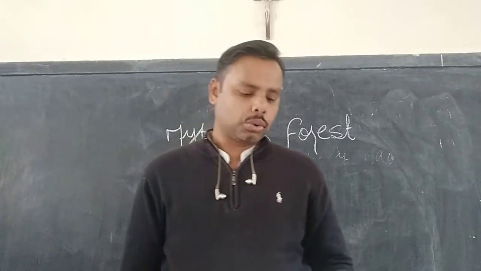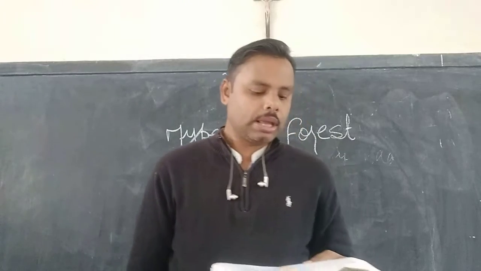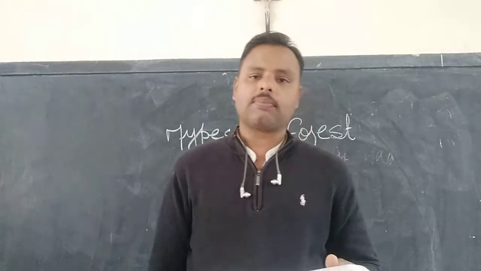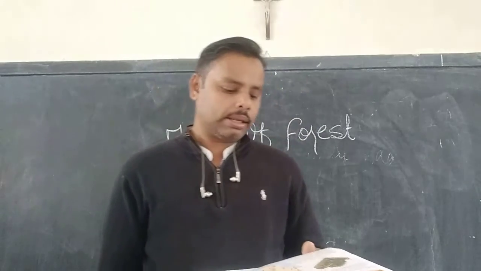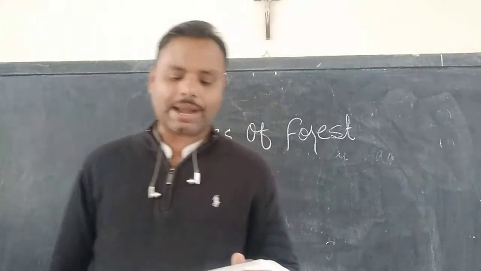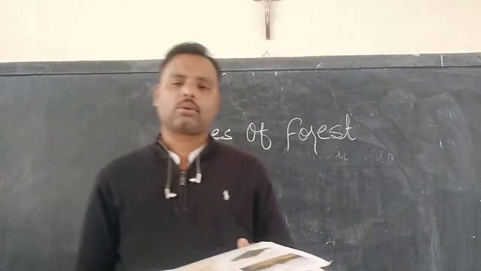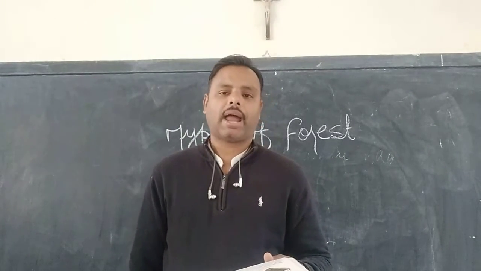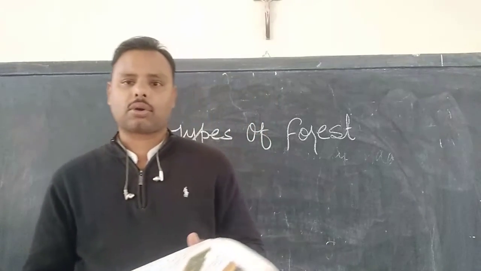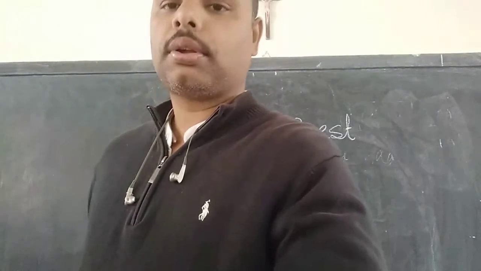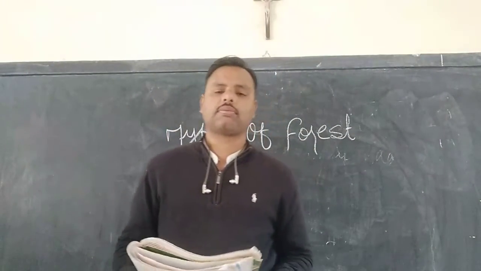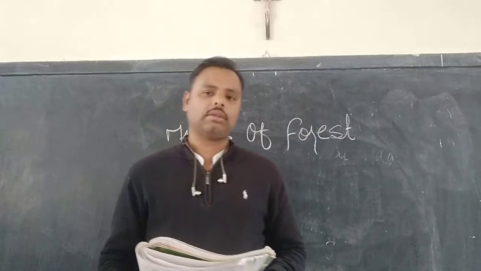A tree called Sundri or mangrove is found in the Ganga delta. What is mangrove? Mangrove is basically a tropical tree that grows in the mud at the edge of a river. So this area is called Sundarbans, since the Sundri forest is found here.